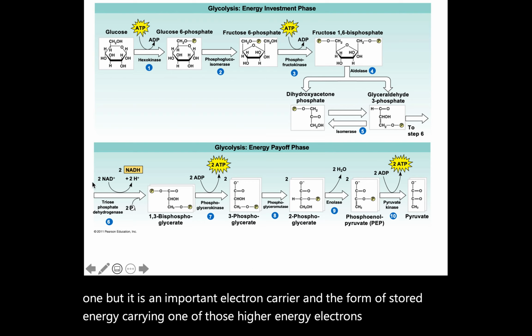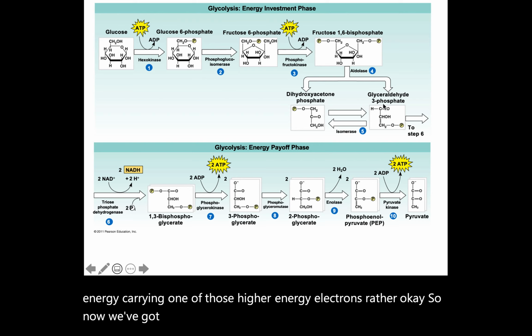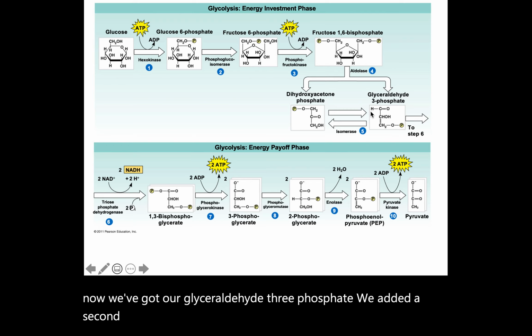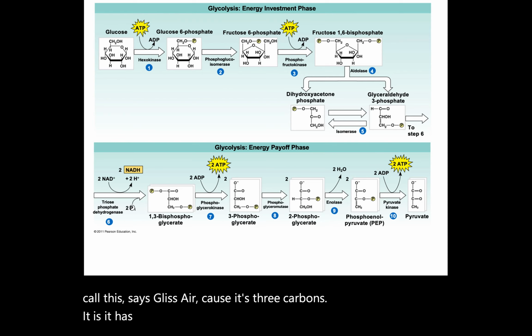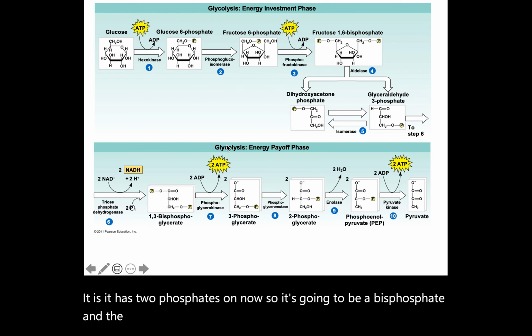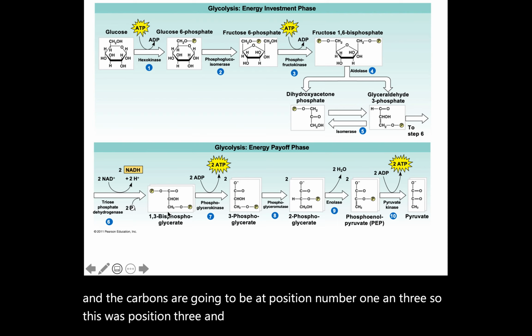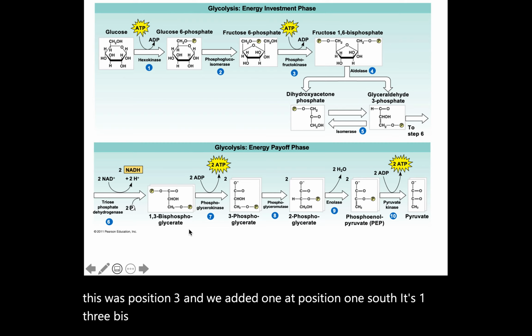Okay, so now we've got our glyceraldehyde 3-phosphate. We added a second phosphate to the other end of it, and so what else can you call this? So it's glycer, because it's 3 carbons. It has 2 phosphates on it now, so it's got to be a bisphosphate. And the carbons are going to be at position number 1 and 3. So this was position 3, and we added 1 at position 1. So it's 1,3-bisphosphoglycerate. That's the name of the molecule.